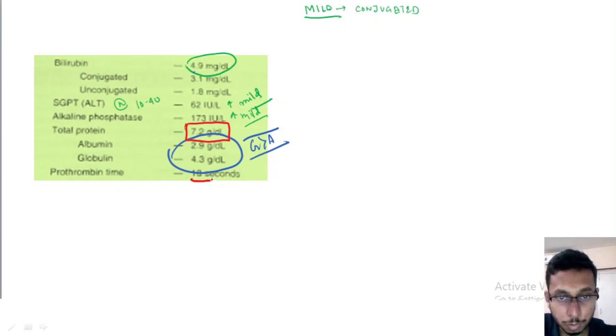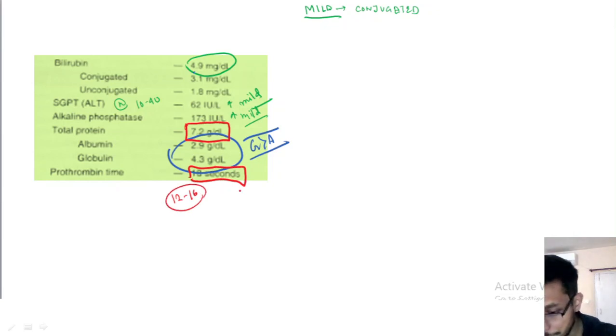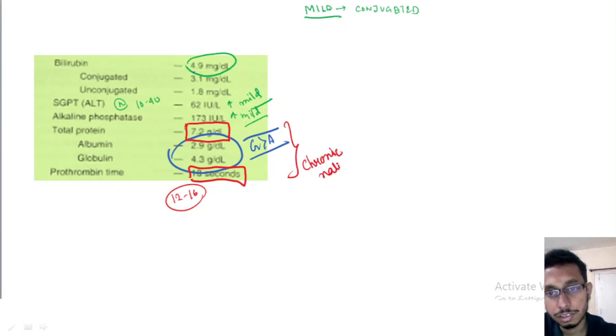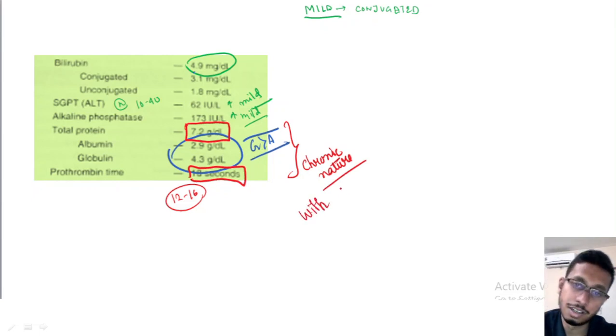along with prothrombin time to be increased. Prothrombin time is 12 to 16 to be normal. It is increased. So, what does it signify? Chronic nature, with most likely this is cirrhosis.